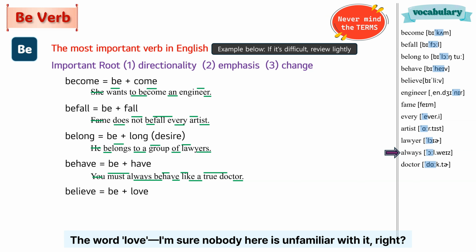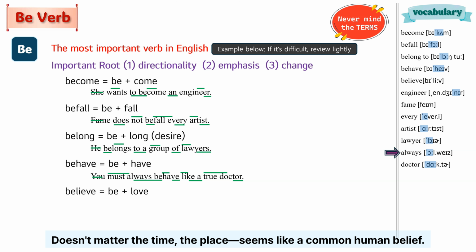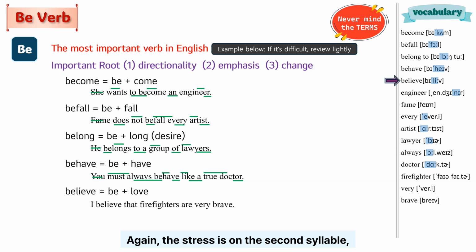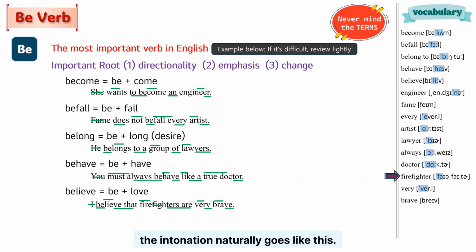The word love, I'm sure nobody here is unfamiliar with it, right? There has always been this universal idea that if you love, you have to trust. Doesn't matter the time, the place, seems like a common human belief. In its evolution, only the spelling changed a little. Again, the stress is on the second syllable. And if you take the stress of the other words into account, the intonation naturally goes like this.